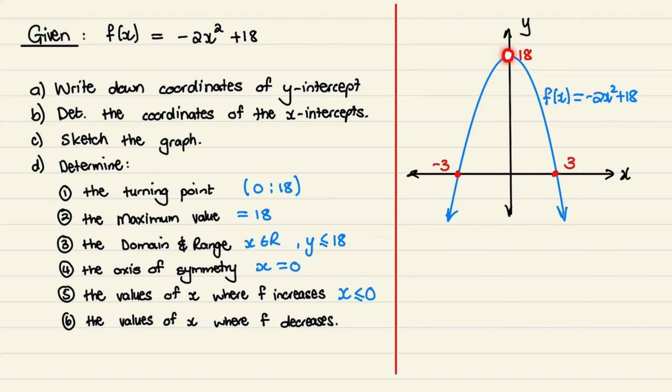And if I follow the graph from the turning point towards the right, I can see that I'm moving lower and lower down. So for these values of x, the graph is decreasing. So it's decreasing towards the right of 0, or where x is bigger or equal to 0.